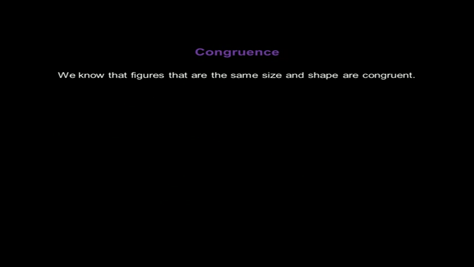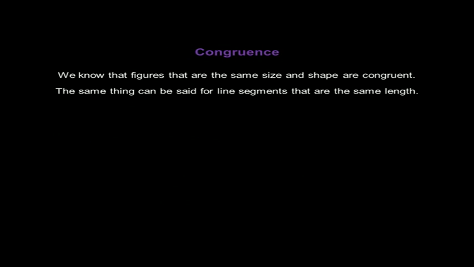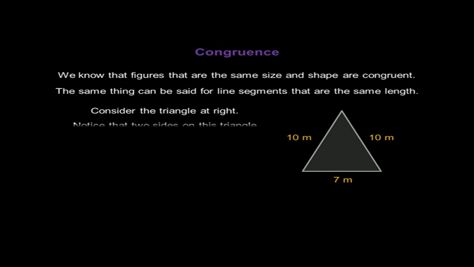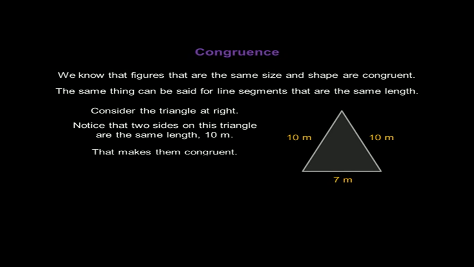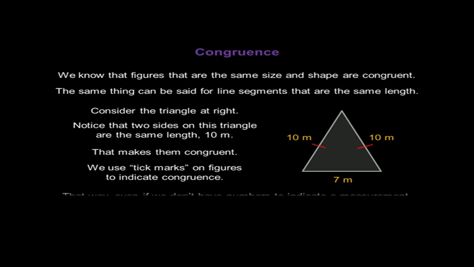Now let's talk a bit about congruence. We know that figures that are the same size and shape are called congruent. The same thing can be said for line segments that are the same length. Consider the triangle at right. Notice that 2 sides of this triangle are the same length, both 10 meters. That makes them congruent. And we use tick marks on figures to indicate congruence like this.